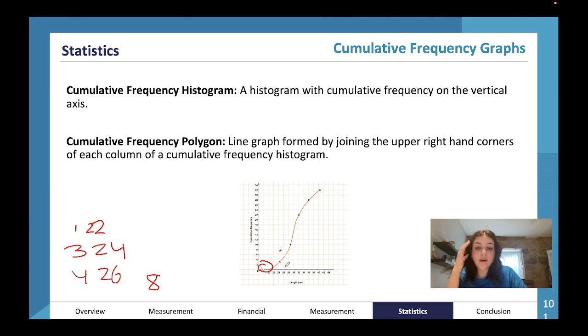So it's always going up. It's just the cumulative frequency of all of the scores added together. A cumulative frequency polygon would be if we had drawn columns on here and then we drew a line that followed all the upper right-hand corners.